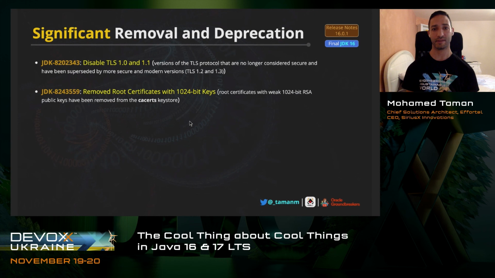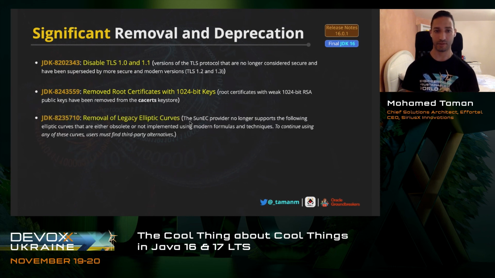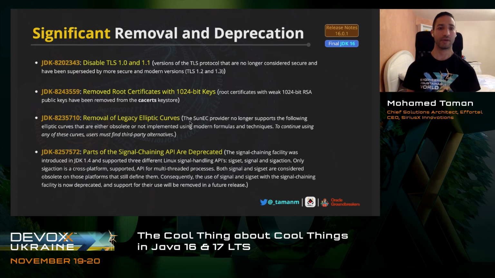We have removed all the certificates with 1024-bit keys from the keystore, CA certs, because they become weak, and we are introducing stronger ones. And we have also removed the legacy elliptic curve Sun EC provider, because there is no support, there is no meaning to stay and maintain it. And now you can use a third party for this.